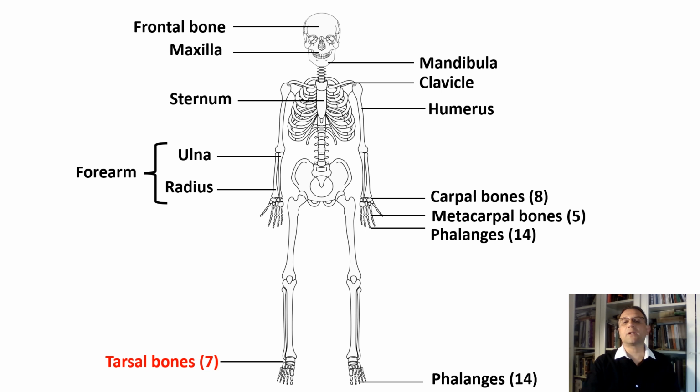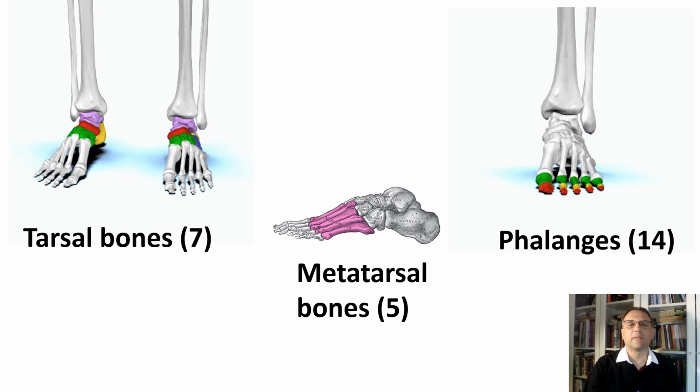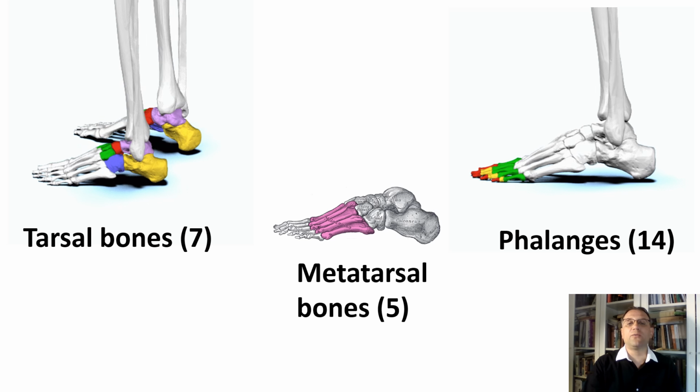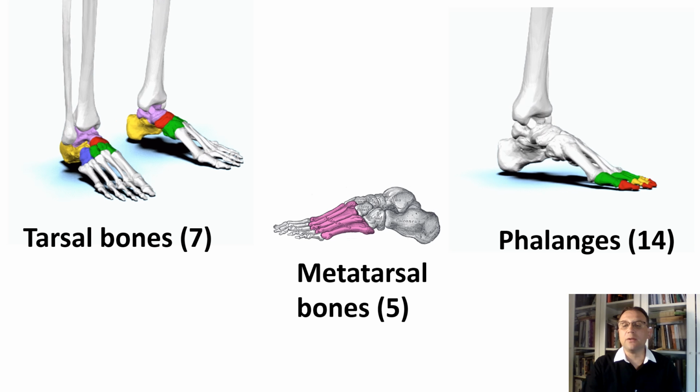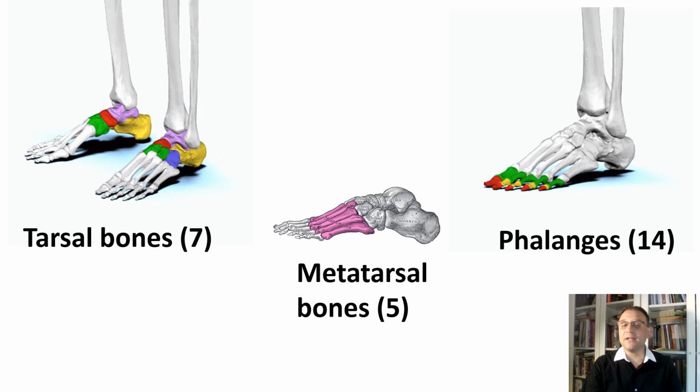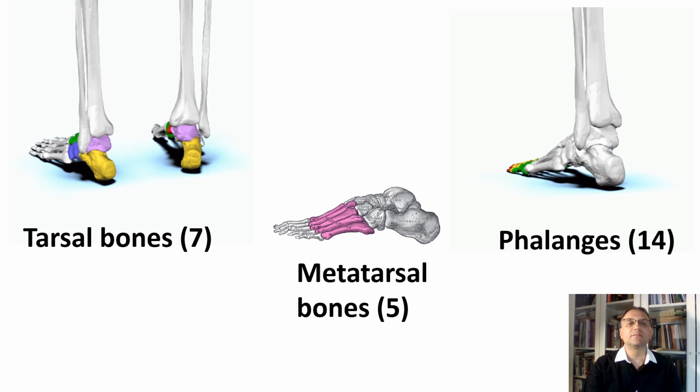The tarsus is a cluster of 7 articulating bones in each foot. The metatarsal bones are the bones of your forefoot. There are 5 metatarsal bones. And again, in the human foot, there are 7 tarsal bones, 5 metatarsal bones, and 14 phalanges.